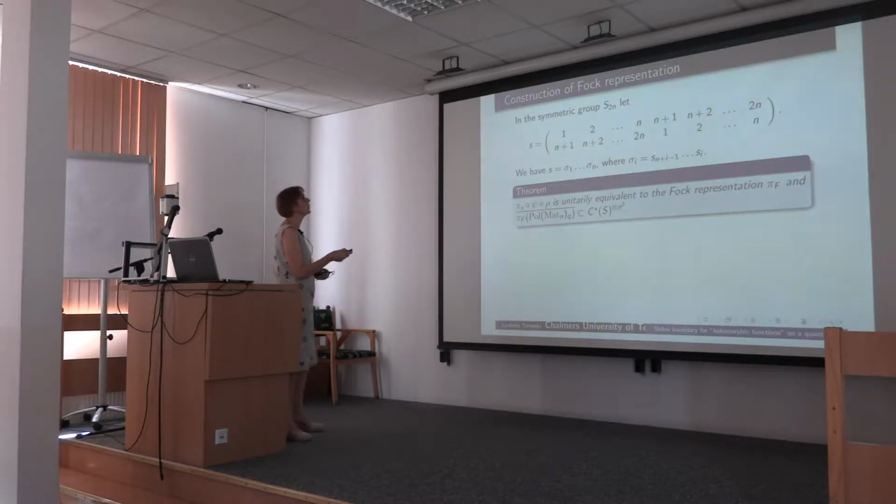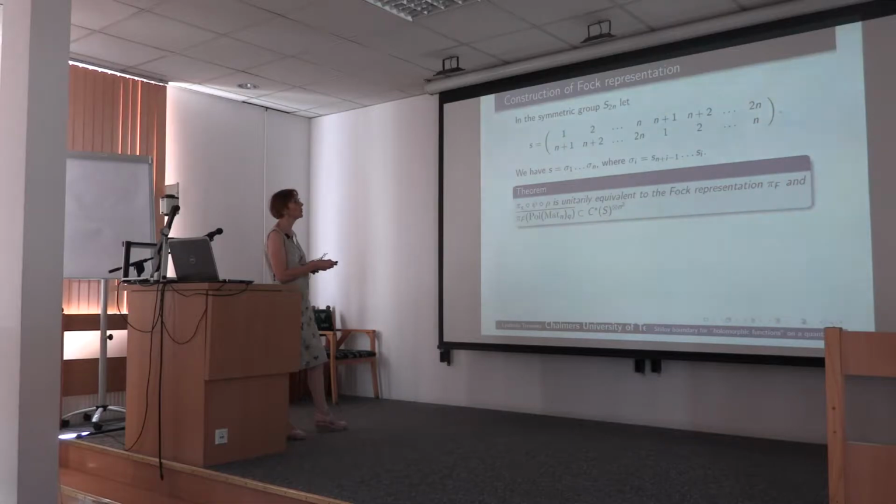So now back to the Fock representation. We want to obtain it in some way from a representation of SU_2n. So we consider in the symmetric group S_2n the following special element s. Then we have that s can be written as a product, in this minimal decomposition.